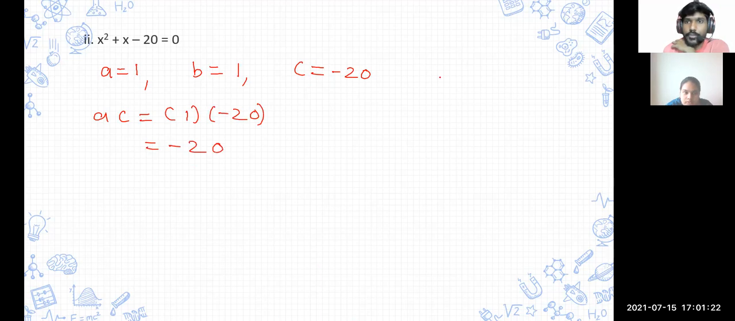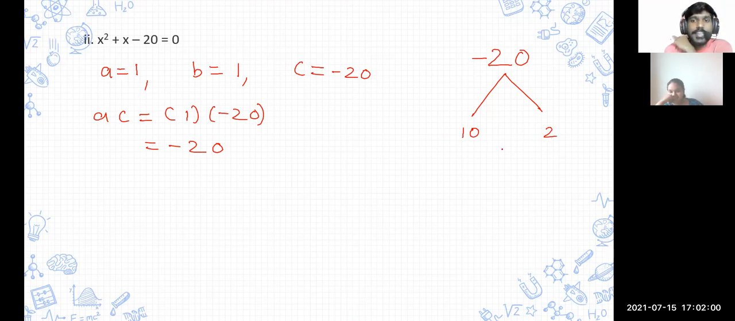Now minus 20 you have to split into two such numbers. Which are the two numbers after multiplying you will get 20? You know this, very easy. 10 and 10. No, 10 into 10 is 100. Oh, sorry, 10 into 2. Okay, good, one thing.